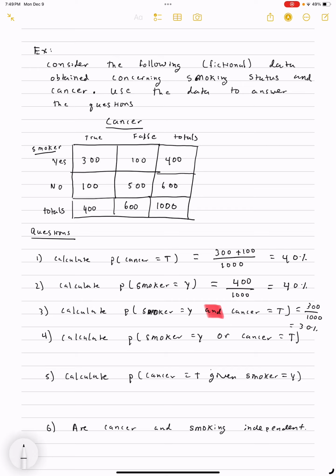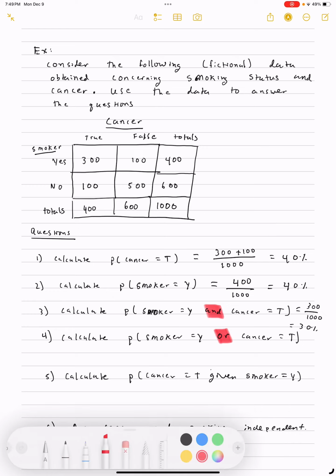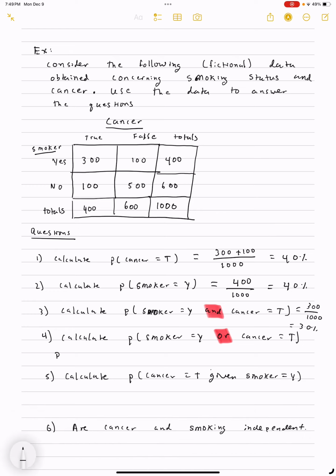Now, for the next probability, it's the same values, but one thing changed. It's an "or", so we can use the general addition rule. So this will be the probability smoker is yes, plus the probability that cancer is true, minus the probability of both, that they're a smoker, and so smoker is yes, and cancer is true.